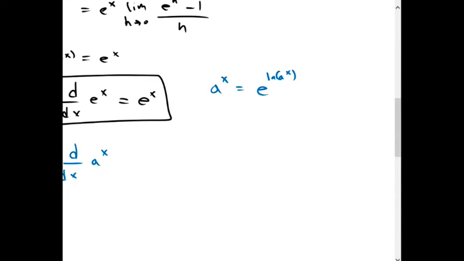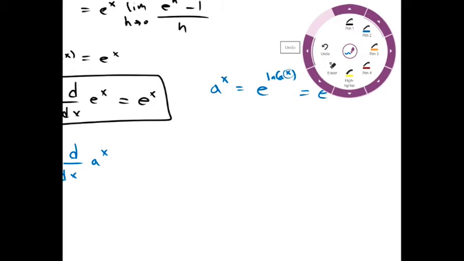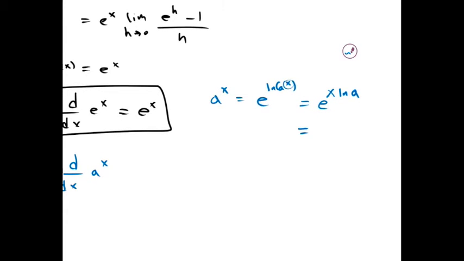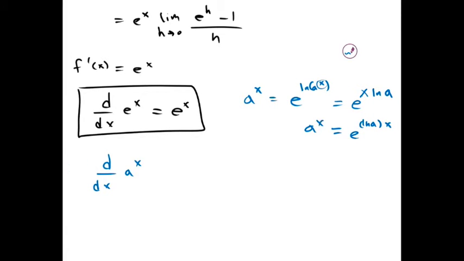So if we exponentiate it, and we ln it, and then we exponentiate it, we can use log rules to take the exponent out of the ln and make this e to the x ln a, or e to the ln a times x. So this is a good quality to know.